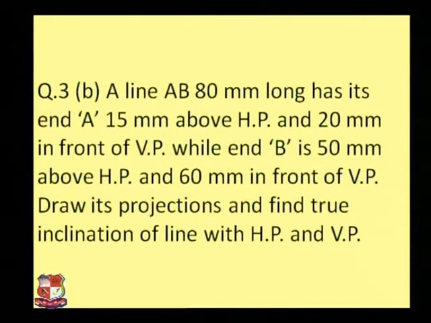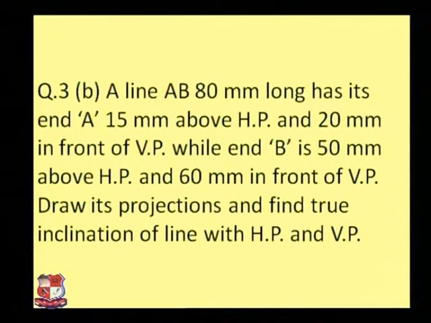Point A is above HP and in front of VP, which means that point A would be 15 mm above the XY line and 20 mm below the XY line, while point B is 50 mm above HP and 60 mm in front of VP. Then we need to draw the projections and find the true inclinations with HP and VP. Now we will see how we can take the projections.